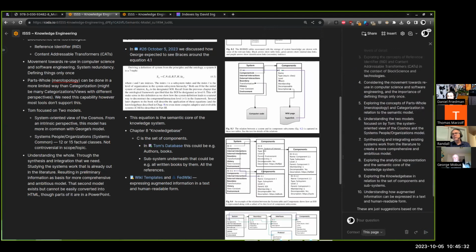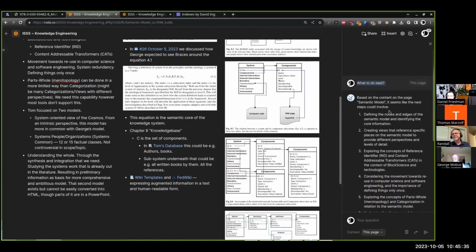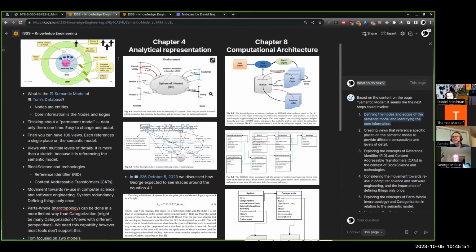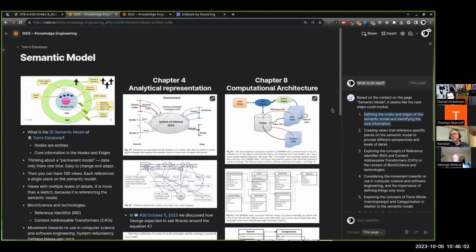Roll the die, ask the language model what to do next. Define nodes and edges of the semantic model, identify core information. Fair enough. I think it basically says as much. I don't think this model has the visual input yet, but GPT-4V, which does have visual input, is being rolled out now. So that's going to unlock another big area. But I believe that this is actually just the text.